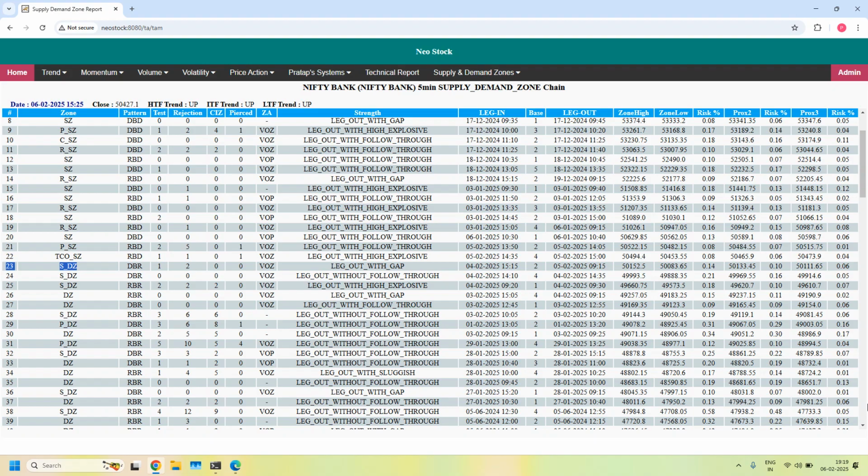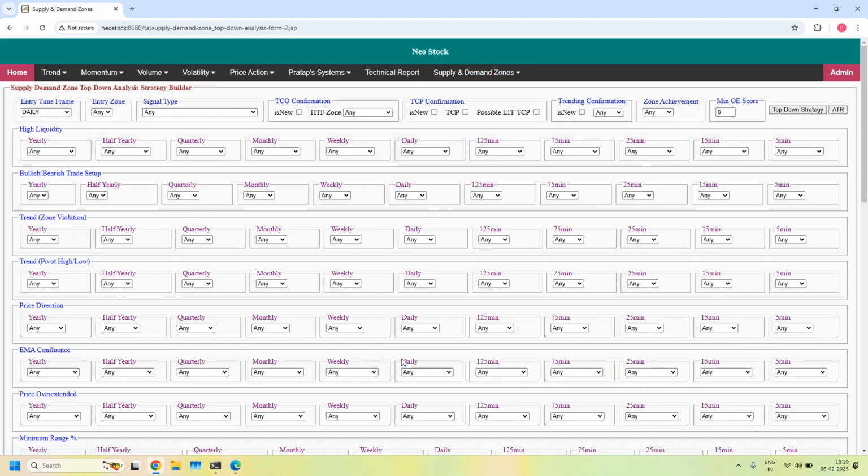Okay, now we have completed both Nifty and Bank Nifty supply demand zone chain. Next reports are about bullish and bearish trade setups. So let me start with bullish trade setup for monthly income trade. So entry time frame is daily for monthly income trade. Entry zone is the demand zone.